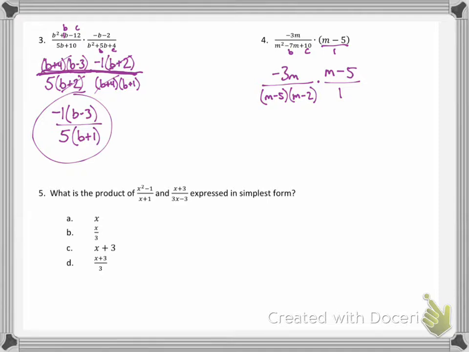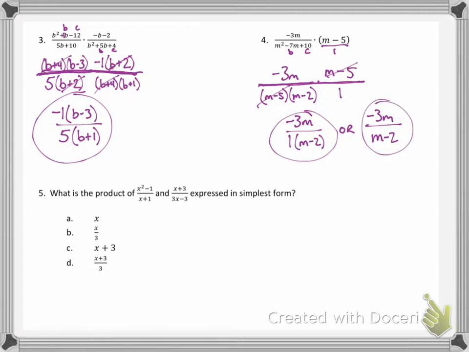So here's a problem here. We only had really one thing to factor. So we see, again, if you need a visual, connect the bar. It's one big fraction. The m minus 5's cancel. Negative 3m is what's left on the top. 1 times m minus 2 on the bottom. If you leave it like this, it's fine. Since the bottom's being multiplied by 1, you could write it without the 1 as well. Up to you either way. Both answers are fine.